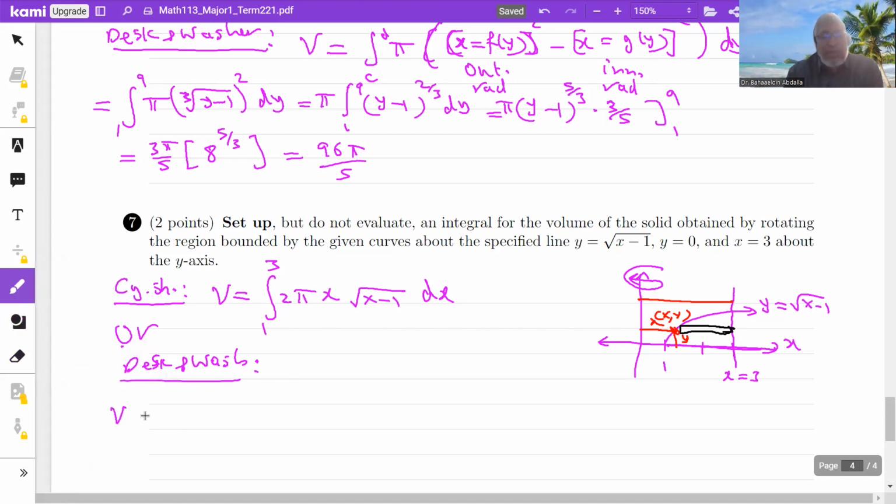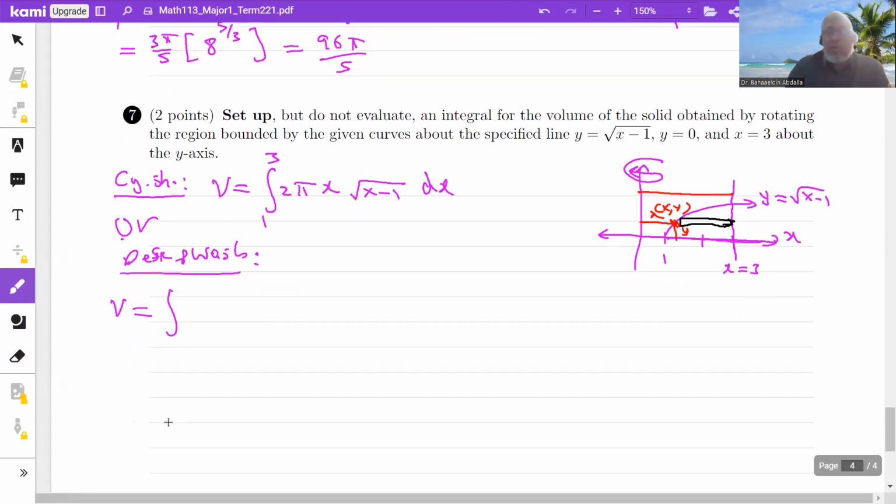So the volume in this case would be, the length of the rectangle is dy. So y is from 0 to this point. I'd like to know the coordinates of this point. Well, x is 3. So when x is 3, y would be square root of 3 minus 1, which is square root of 2. So y is square root of 2. Notice this is our region. So the highest y is square root of 2.